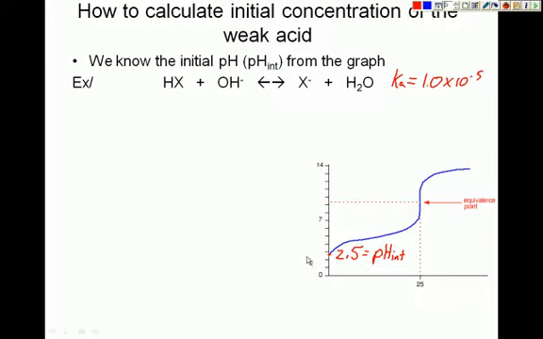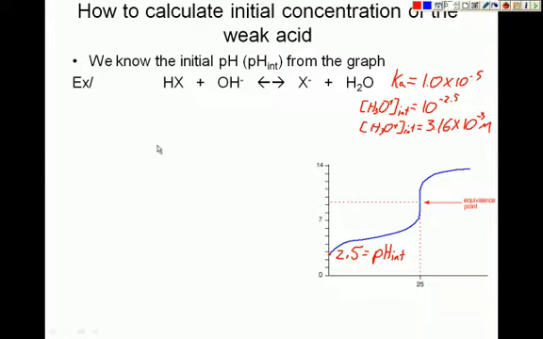If we take our initial pH and calculate our H3O plus, then our initial concentration of H3O plus is going to equal 10 to the minus 2.5, and therefore our initial concentration of H3O plus is going to equal 3.16 times 10 to the minus 3 molarity. So we know our Ka and we know our initial H3O plus.